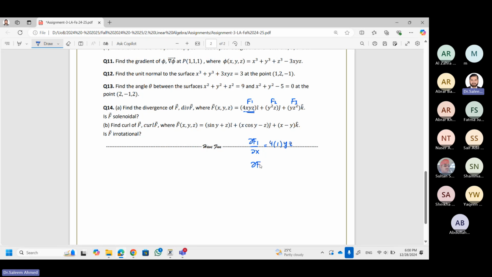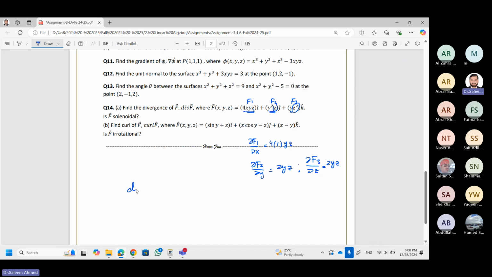You will take the derivative of f2 with respect to y. So this with respect to y, and z is constant. So y square becomes 2y and z remains there. Similarly, partial f3 by z. Now y is constant and z square becomes 2z. So this will also become 2y.